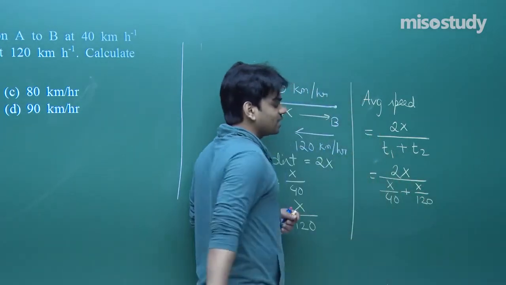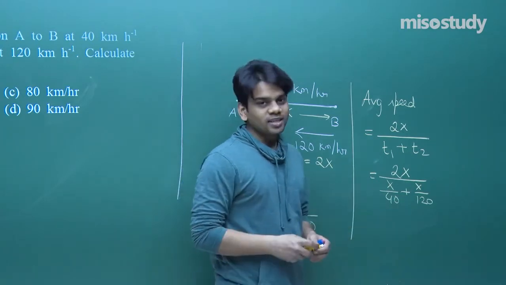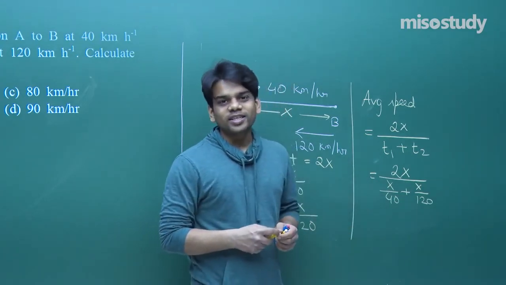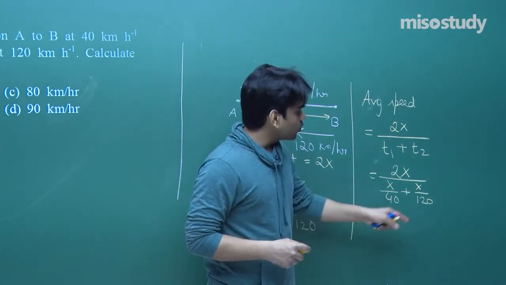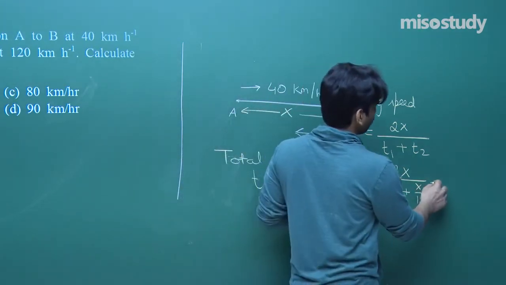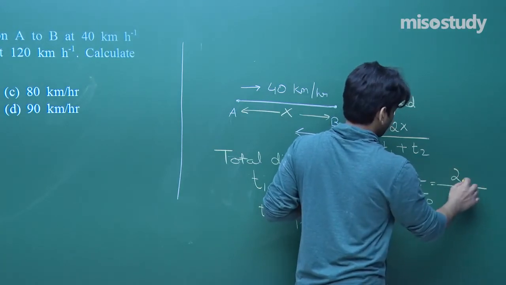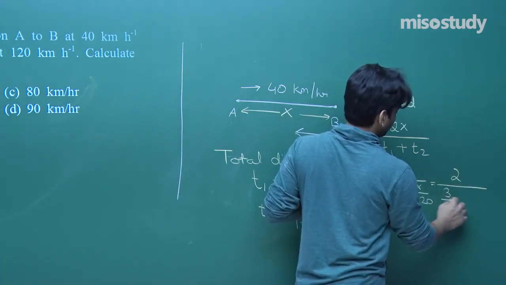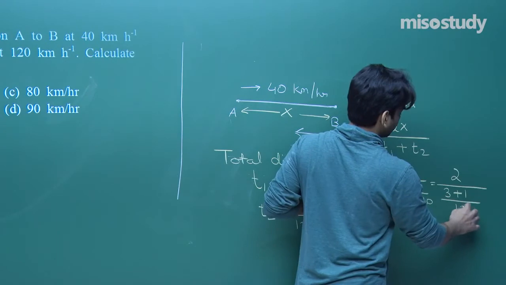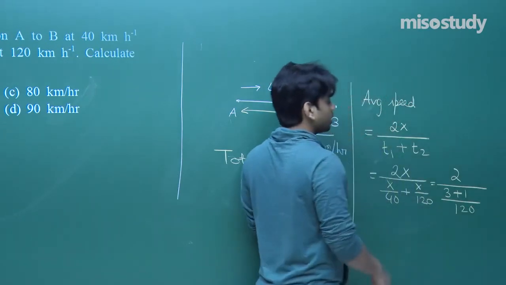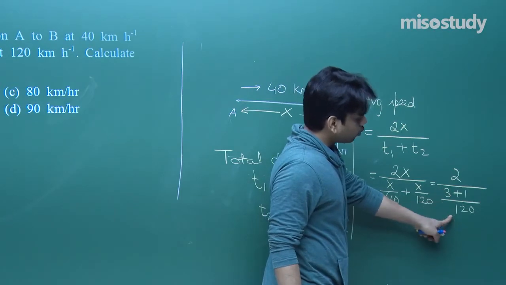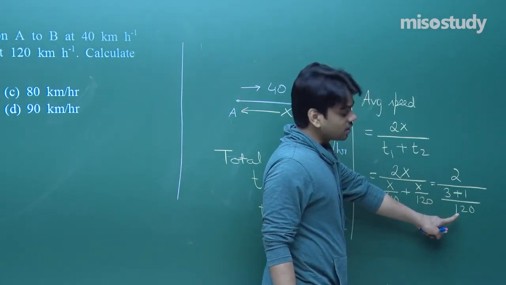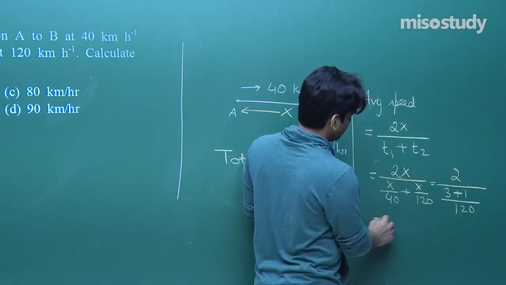x and x will be cancelled out. We'll be left with 40 and 120. Now see, 40 and 120, the LCM you can think about. LCM would be 120. So 2 divided by 3 plus 1, over 120. This will come out to be 4 upon 120. That will give you 30. 30 into 2 will give you 60 km per hour.